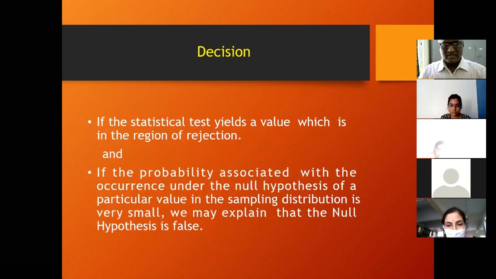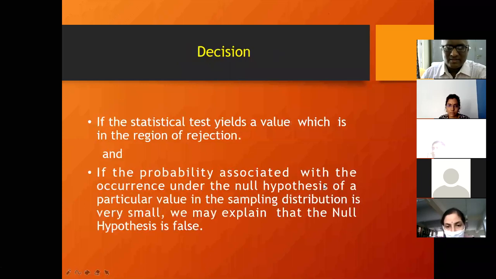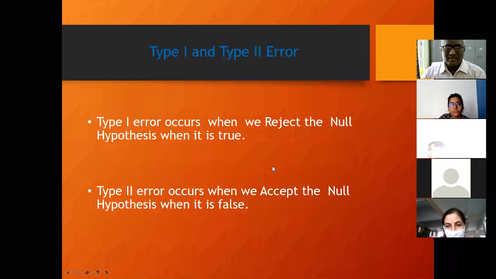So this is about the collection and the decision you have to make. Once you decide the region of rejection, go for collection of primary data and secondary data, and calculate so many values: mean, standard deviation, t-value, etc. Finally, you make a decision. What is your decision: to reject the null hypothesis or accept the research hypothesis? Based on the test result, you can correct it.